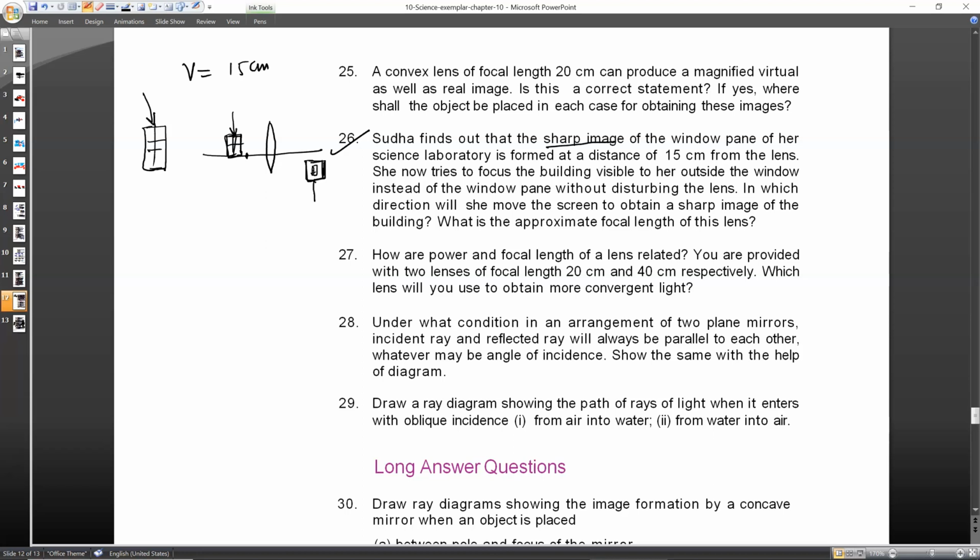So here she tries to focus the building visible through her window instead of the window pane, without disturbing the lens. In which direction should she move her screen to obtain a sharp image, and what is the approximate focal length of the lens? So it will be less than 15 centimeter.